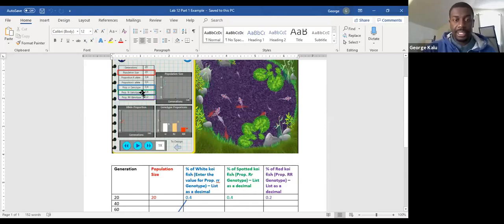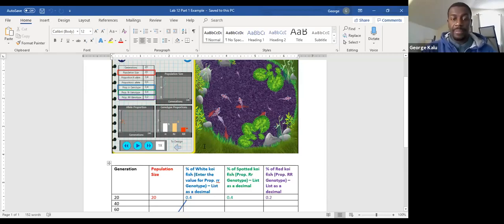Then we have the proportion of the heterozygotes, big R and little r. That also comes out to 0.4 in this particular simulation. It may be different for you. And then big R, which we're going to put over here. Okay. So that's going to be the data that we see based off of what we're observing in our population.